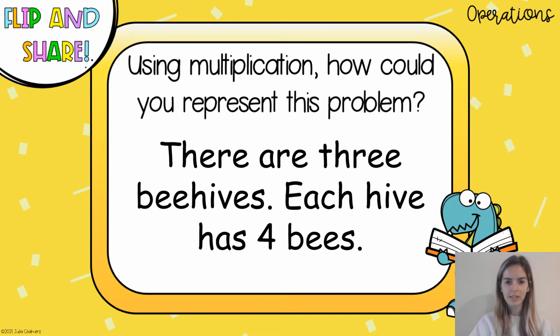Using multiplication, which is groups of, how could you represent this problem? So listening really carefully. There are 3 beehives. Each hive has 4 bees. So what is the problem telling us? We are looking for 3 groups with 4 bees in each group. Now, what I would like you to do is pause the video and on a piece of paper, show me what that looks like. How can you represent this problem? And then come back and take a look.